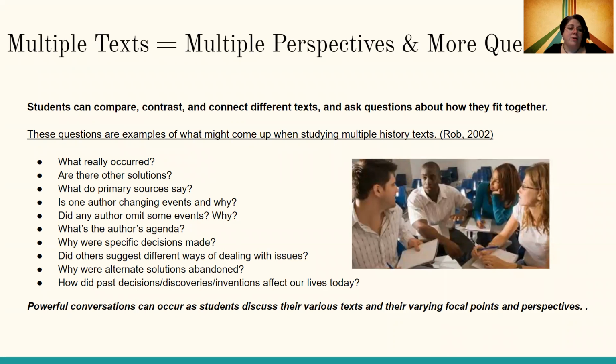So they might look at, what do the primary sources say? How does that compare to what other authors are saying? Did they omit any events or change how they said things happened? Were there alternate solutions that were talked about in different texts? And how did some of these past decisions, discoveries, connections affect our lives today? So having these extra questions and looking at these from various viewpoints can really lead to powerful conversations as students start to talk about the material.